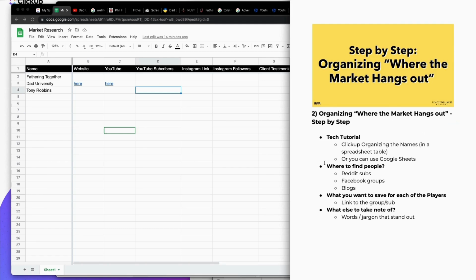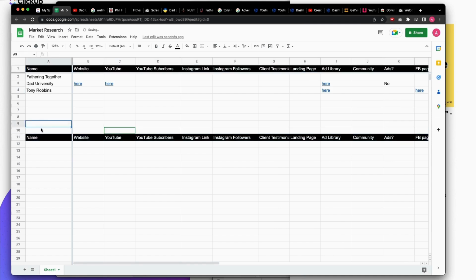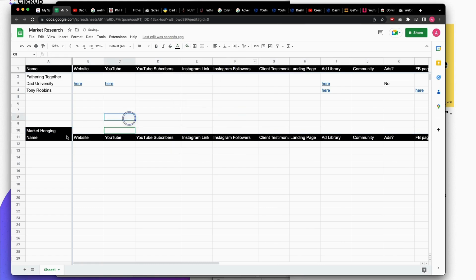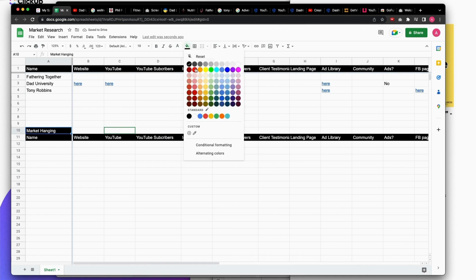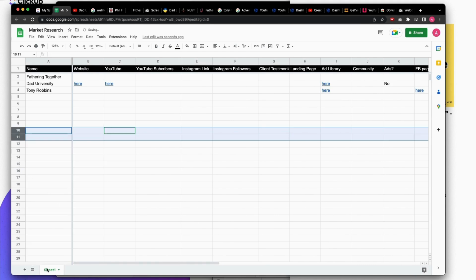But when we talk about where the market is hanging out, I might have another tab on here, and I might put "market hanging out." If I wanted to use Google Sheets for this, I might make this black, or even red, to separate it if I really wanted to. And this is where you spend your time, right? Actually, this is dumb. Why am I doing it like this? Let me delete these and just make a different thing.